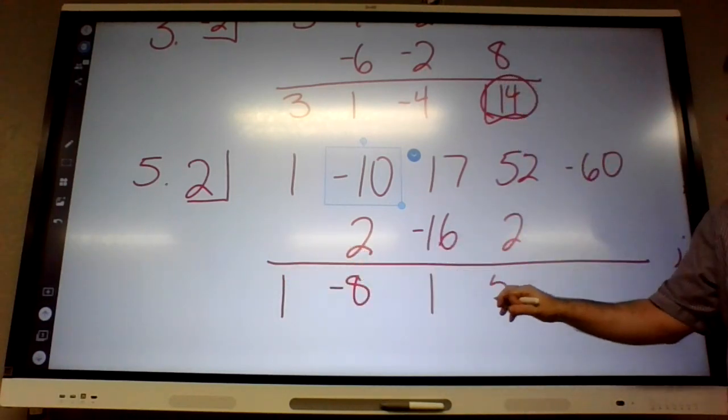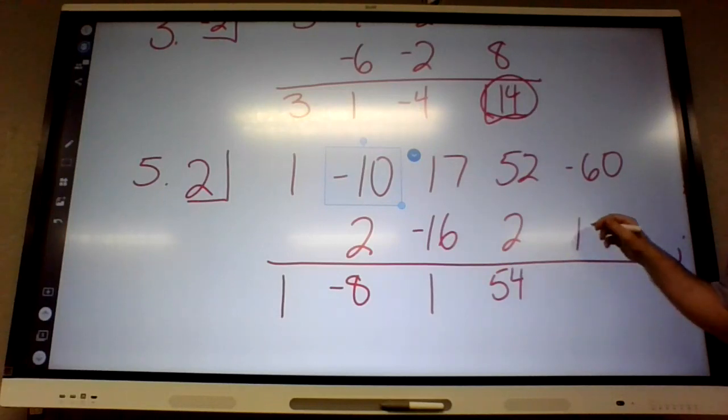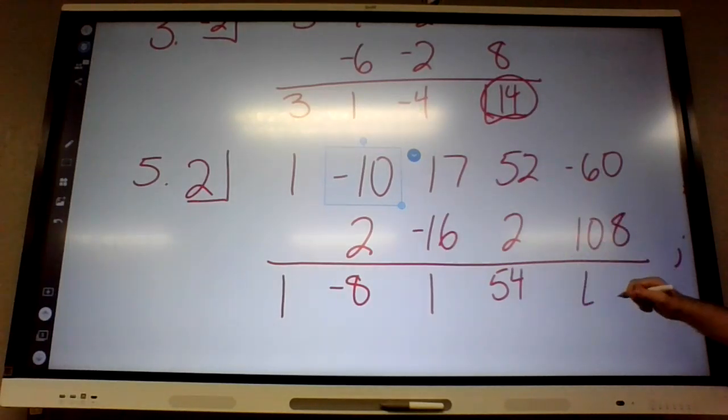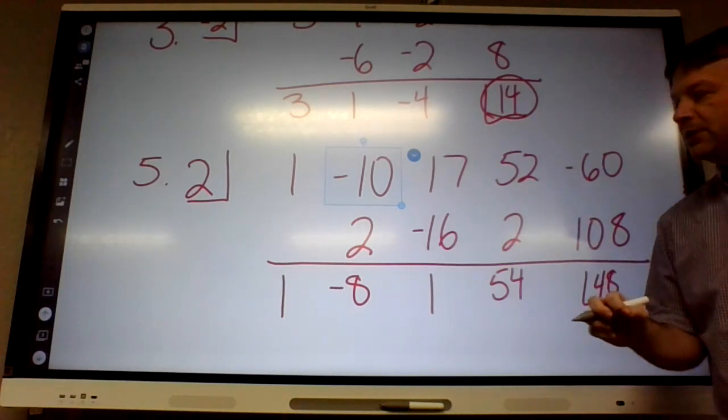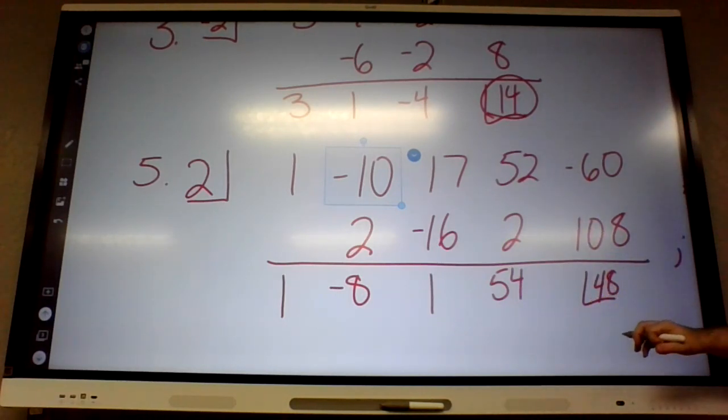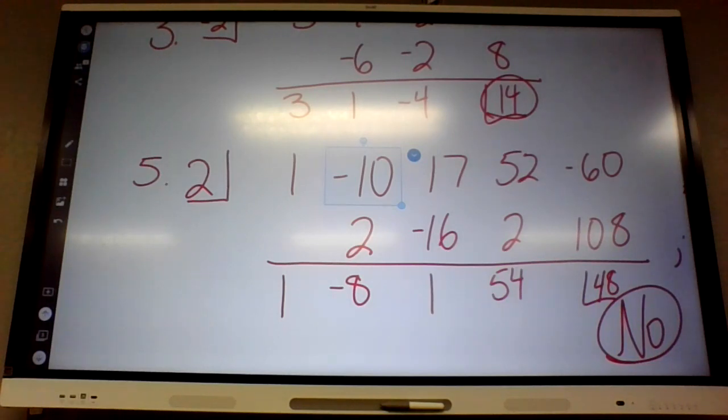Add down, times 2. Doesn't really matter what the remainder is on this one. As long as it's not 0, I'm going to put, you guys know what I'm going to put? No. Because it didn't divide evenly, basically. It's not a factor.